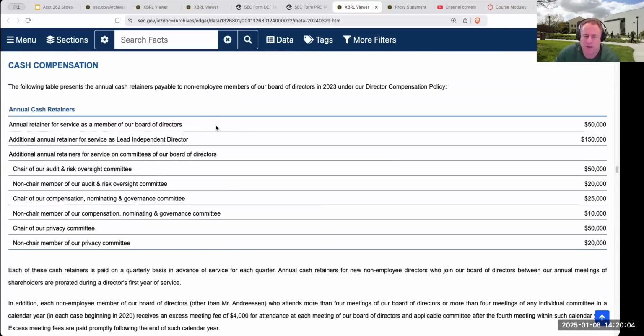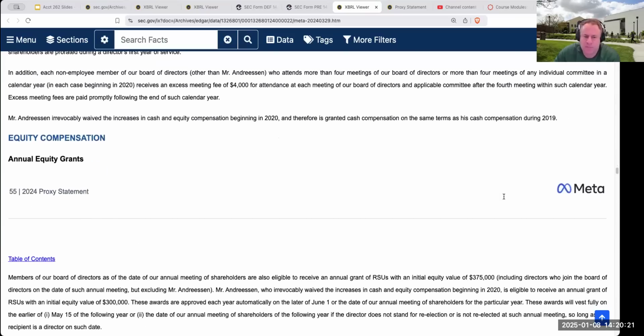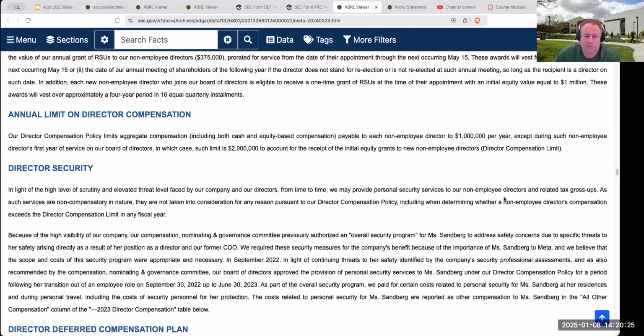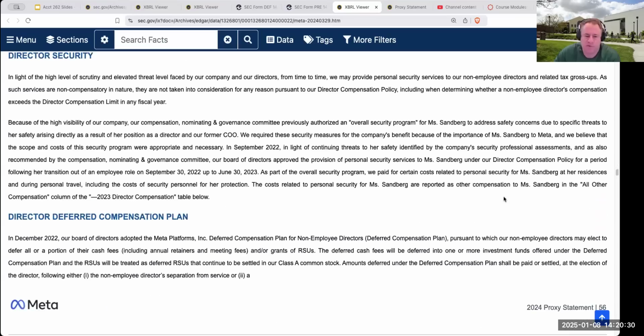So as a board member, you're getting 50,000 for being a member of the board of directors, an additional retainer for being the lead independent director. You get to serve if you're on the audit and risk oversight. That's 50,000 for a non-chair member of the audit or risk. And then you see down here, director security. From time to time, they may provide personal security services.